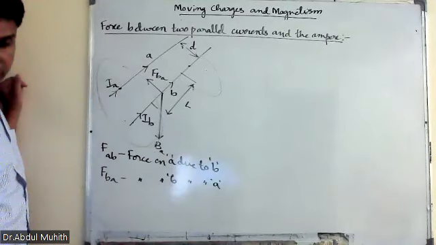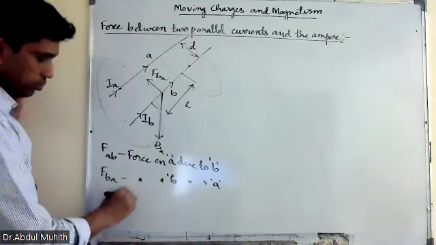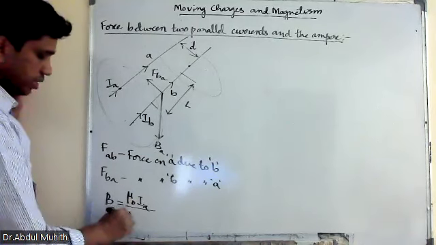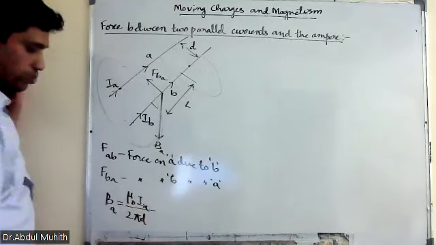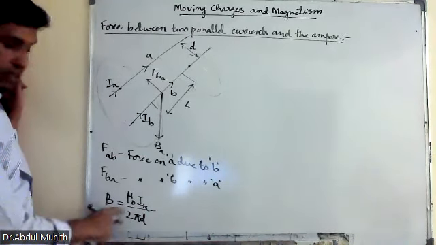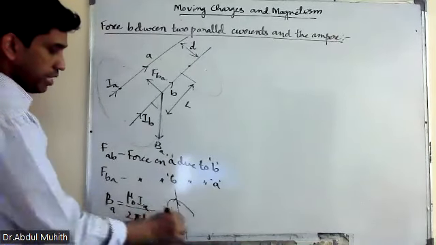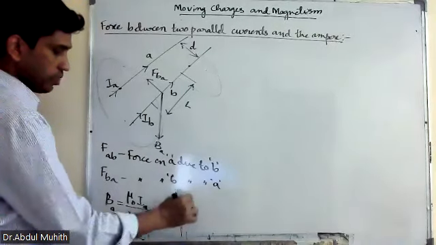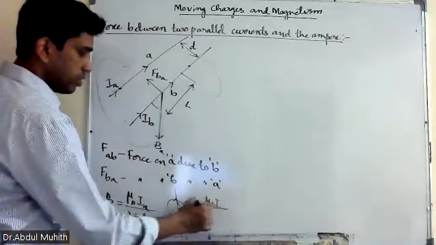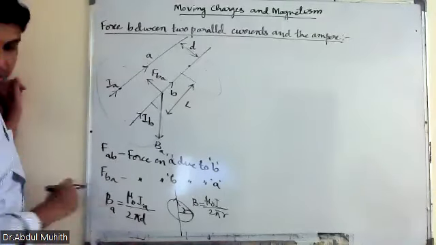So what is the formula here? BA, the magnetic field of the first wire, is equal to mu 0 IA by 2 pi D. This is from Ampere's circuital law. We first studied the wire and the amperian loop. Do you remember this one? B is equal to mu 0 I by 2 pi R. Yes. So the same formula I applied here.